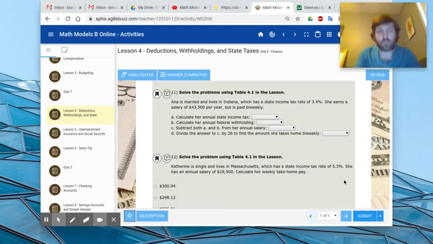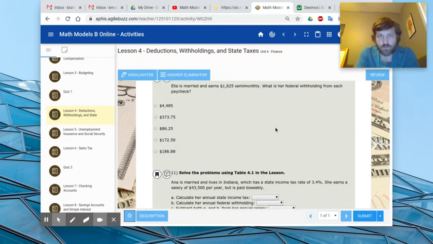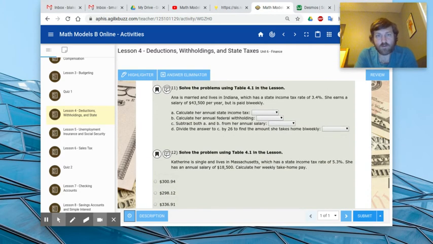All right, this is part 2 of the lesson 4 video for Math Models Unit 6. Where we left off, we had just done federal withholding, and then there's a slightly different version of the same type of question where they combine the two types of withholding. So there's the state and the federal, and you need to do both in these problems. So we're going to talk through how that works.